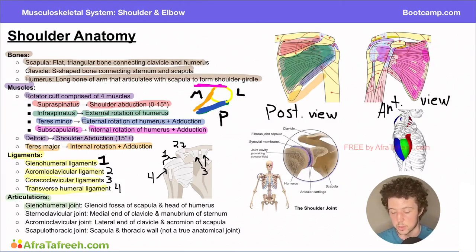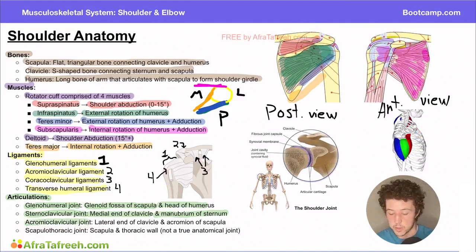So the glenohumeral joint will be the joint between the glenoid fossa of the scapula and the head of the humerus, which we can see in a close-up here, where we can tell it is a ball and socket joint, giving us great mobility at the cost of some stability in the shoulder. The sternoclavicular joint will be between the medial end of the clavicle and the manubrium of the sternum, which we can see here. And again, this is the point that anchors the shoulder to the axial skeleton.